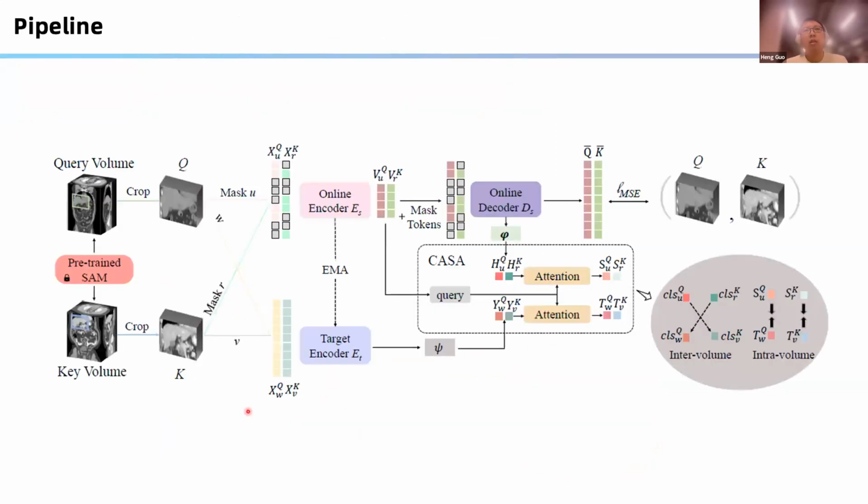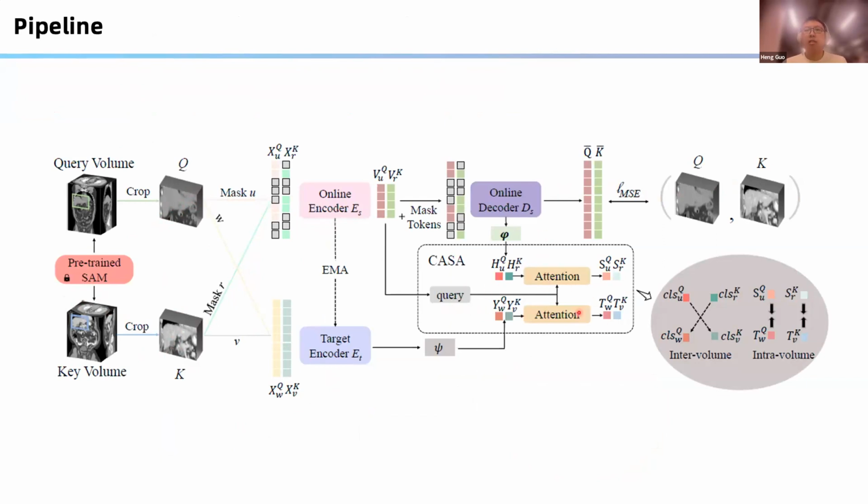This is our full pre-training pipeline. We first use a pre-trained SAM to get anatomically similar crops from various volumes. Then we perform masked augmentations and the regular augmentations separately. So we get two masked views and two augmented views. Then these views go through the networks to perform masked image modeling and aligned contrastive learning.